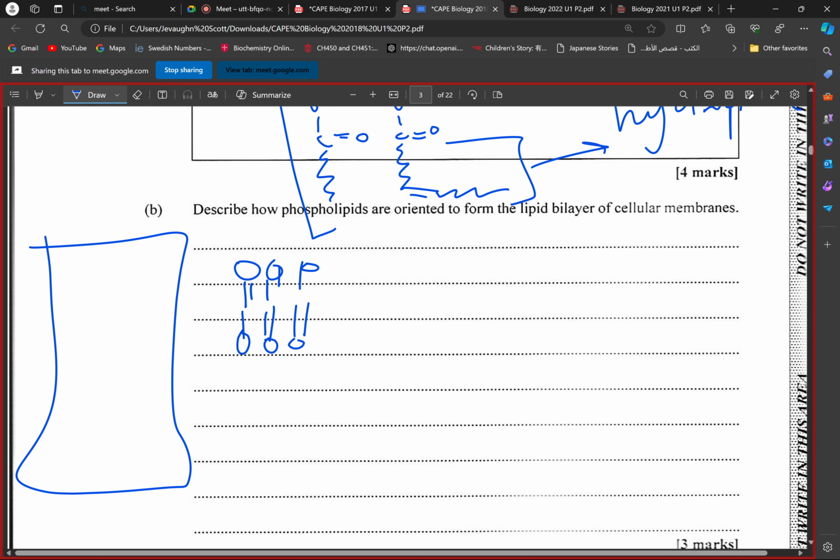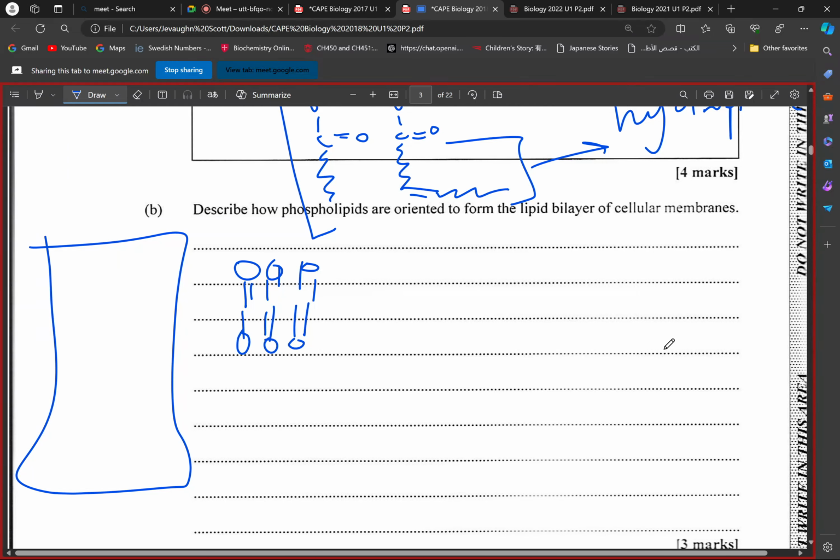So we know that they would have the hydrophilic heads facing out towards the extracellular environment and inwards towards the intracellular environment, right? And then within the membrane itself, it is the fatty acids turning away from the aquatic environment, right? Lovely. Extracellular, intracellular.